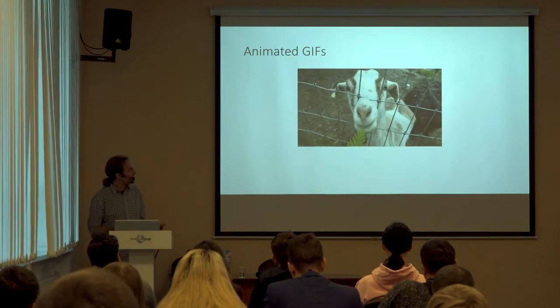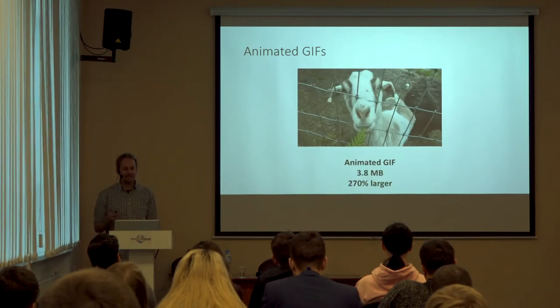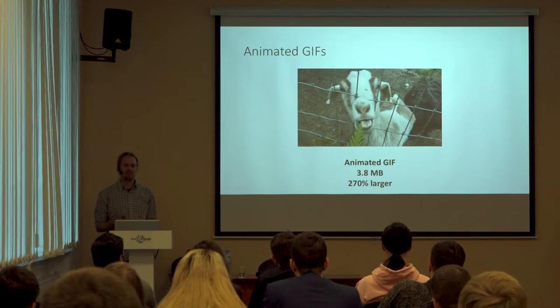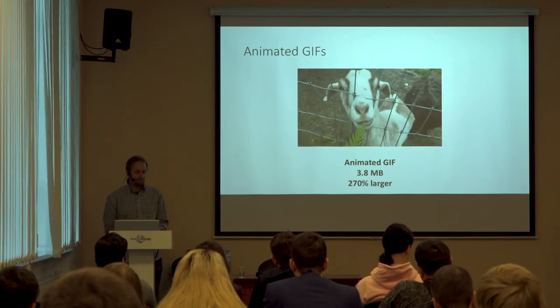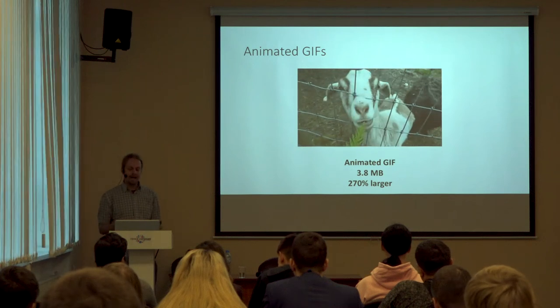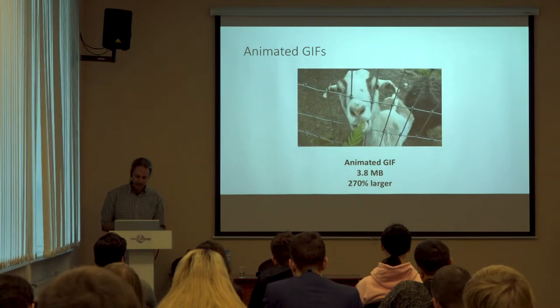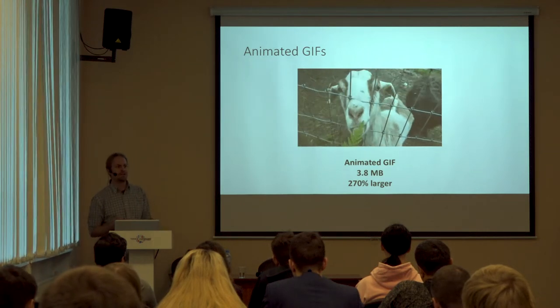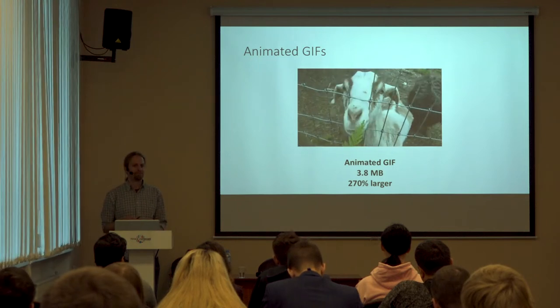So there's Nora, she's eating a leaf, and when I make this into an animated GIF, it gets bigger. It's 3.8 megabytes, and that's insane. So why does that happen? The reason it happens is that GIFs are actually older than JPEGs. GIFs are from the 1980s, and if you read the original spec for GIF, it says, we have an animated format. We don't recommend that anybody uses it.